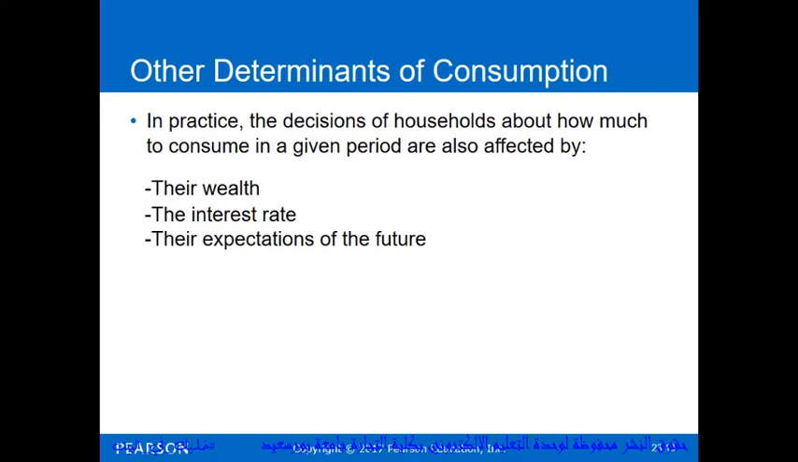Note that in practice, the decisions of households about how much to consume in a given period are also affected by three other things. The first, their wealth; second, the interest rate; and finally, their expectations of the future. This simply means that consumption, while mainly depending on the level of current income, as suggested by Keynes, as we saw before, still depends on three other variables. Those are wealth, the interest rate, and the expectations about the future.